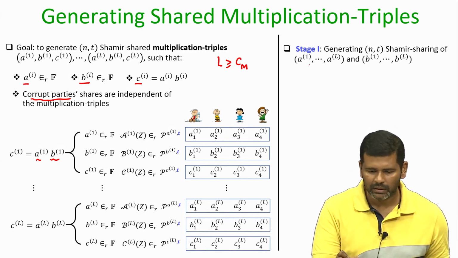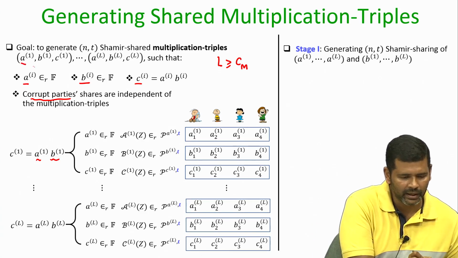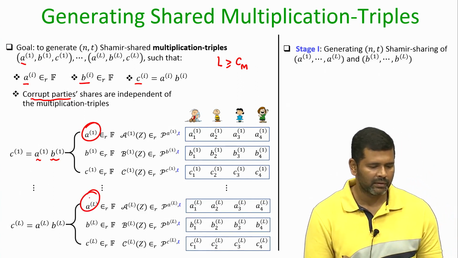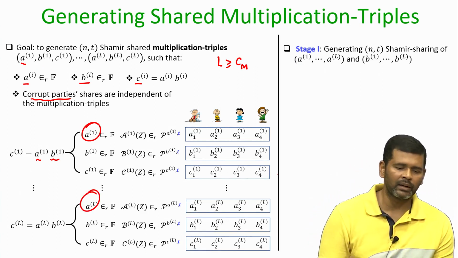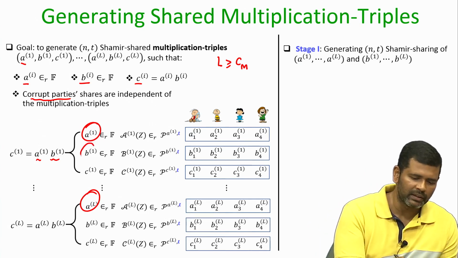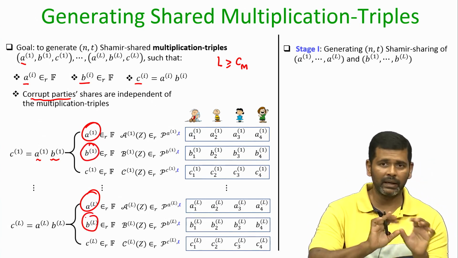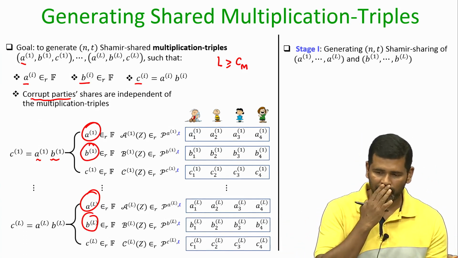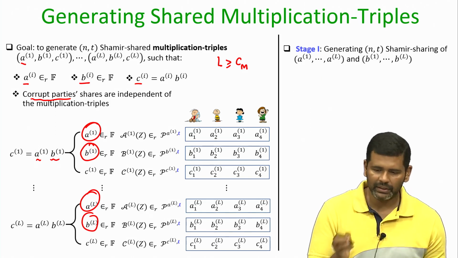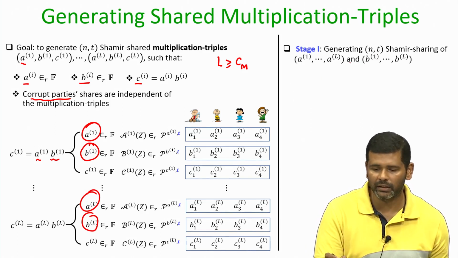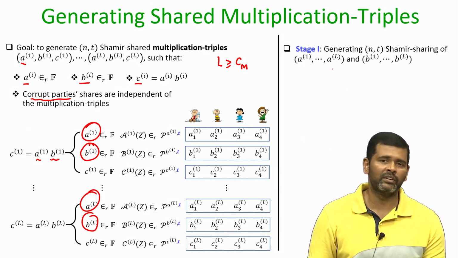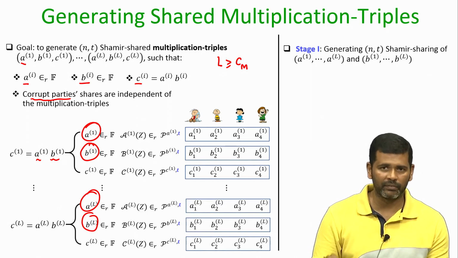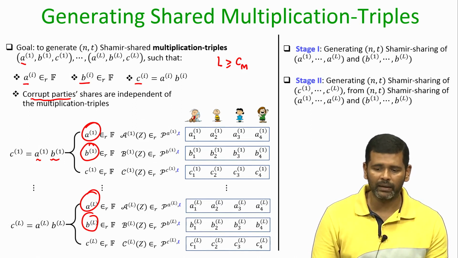In stage 1, we first generate the secret shared A component and B component. So, we generate all the secret shared A1, A2, up to AL satisfying the requirements, and in parallel the secret shared B components. Remember, the A and B components are independent of each other. So, it is like saying the following: in stage 1 I generate random secret sharing of 2L random elements from the field. That is what we are going to do in stage 1 of the pre-processing phase. We will see how we do that.